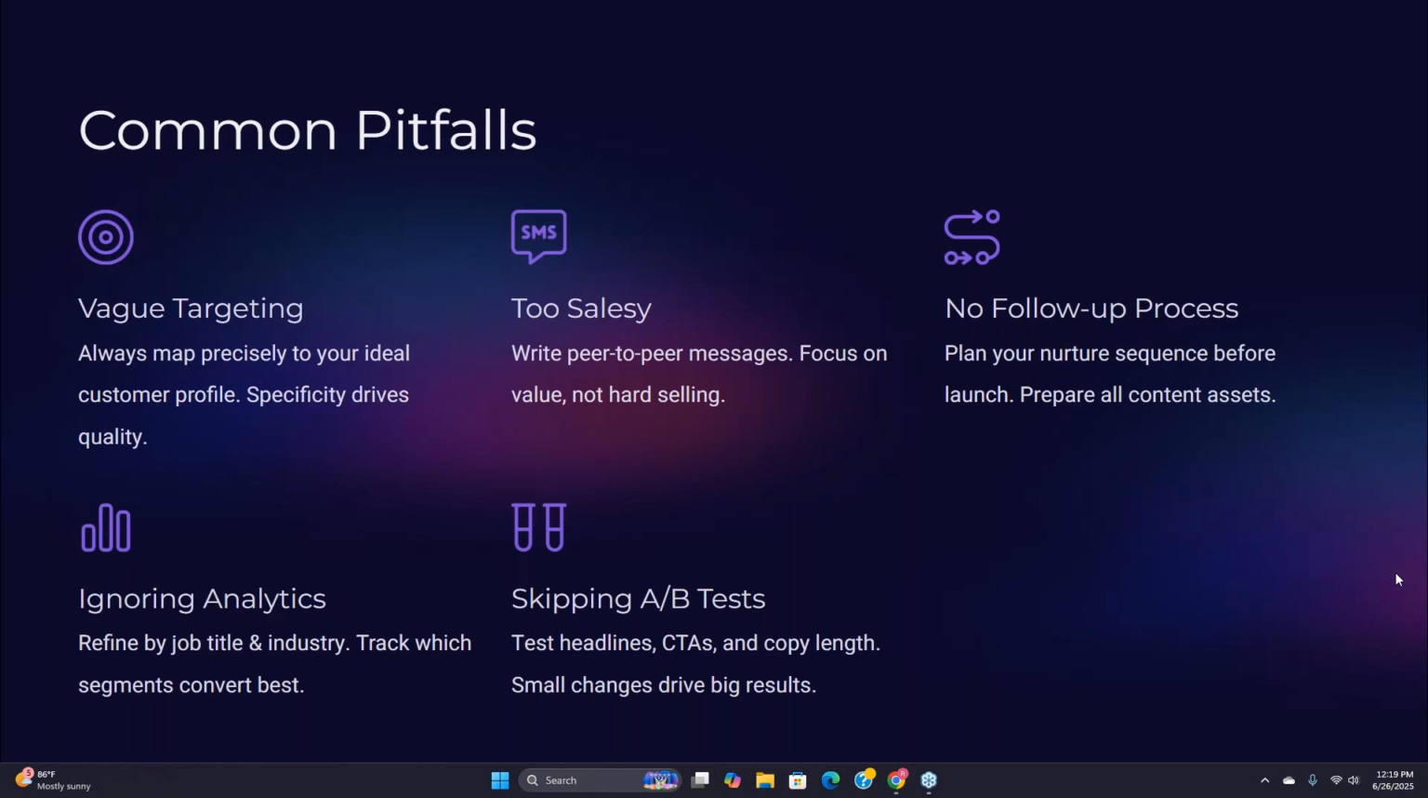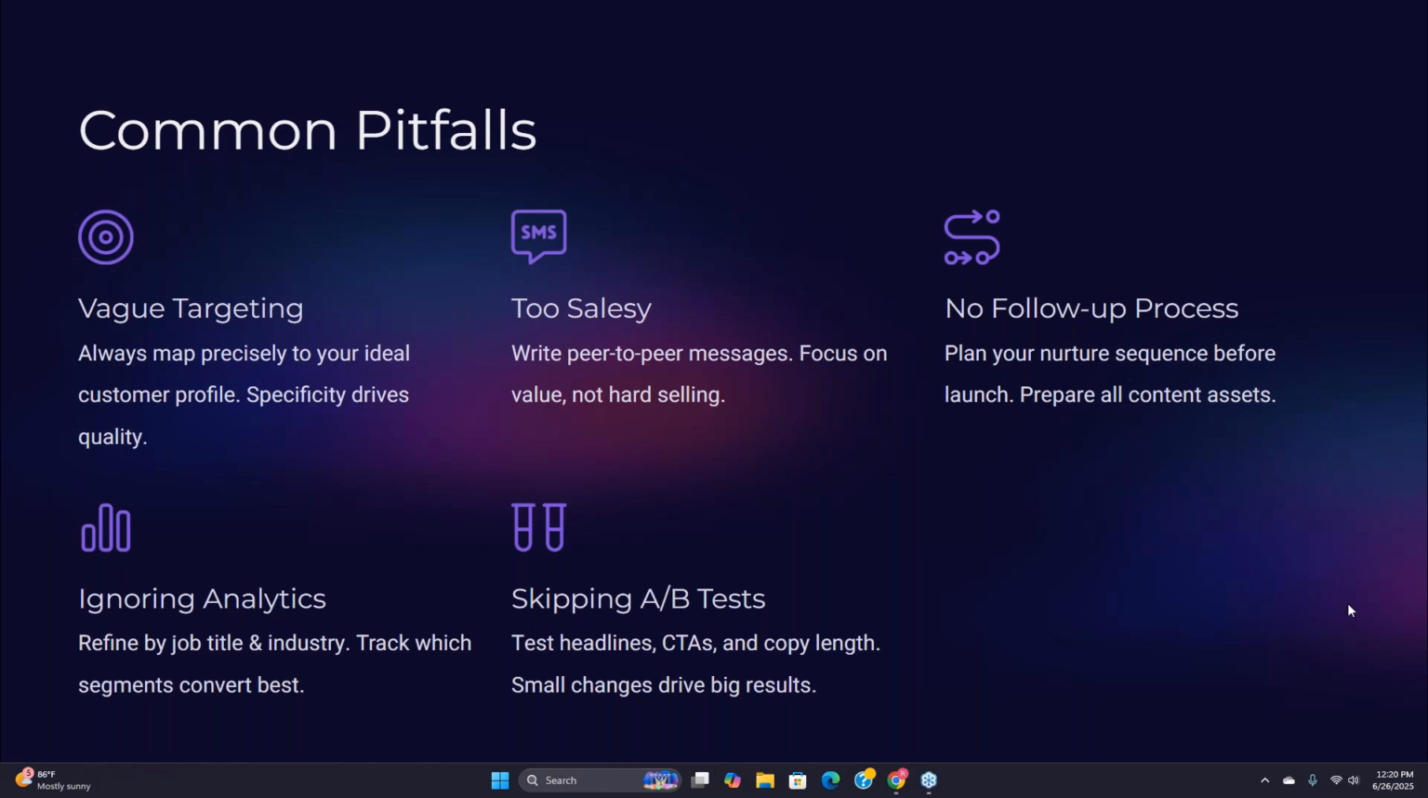Okay, so some common pitfalls. Common pitfalls are vague targeting. You always want to map precisely who your ideal customer profile is. You want to know that ahead of time. Specificity drives quality. So just remember that you want to know exactly who your ideal customer avatar is. Being too salesy, as I mentioned a while ago, writing peer-to-peer messages, you need to focus on value, not hard selling. This is a first touch in many cases, so you don't want to come off with a hard sell.